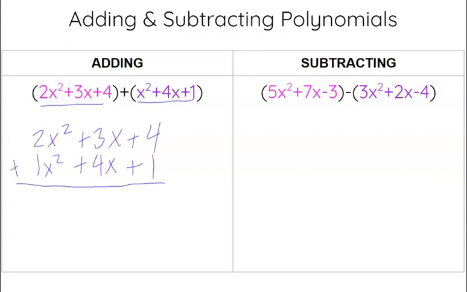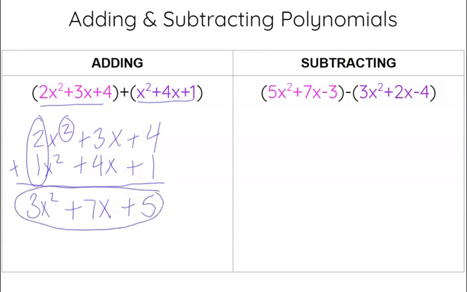So 2x squared plus 1x squared is 3x squared. Add up the big numbers, but the exponent stays the same. We don't do anything with that exponent. And then our next one, we have 3x plus 4x. 3 plus 4 is 7, so we have 7x. And then plus 4 and plus 1, so 4 plus 1 is 5. That right there is your final answer. We still have a trinomial, a 3-term polynomial. It's just that now we have combined all of our like terms.